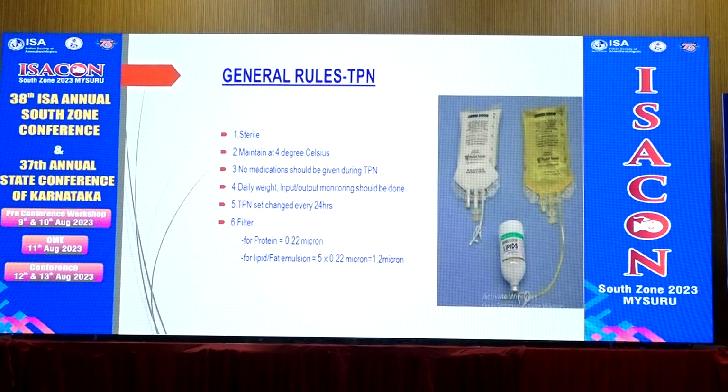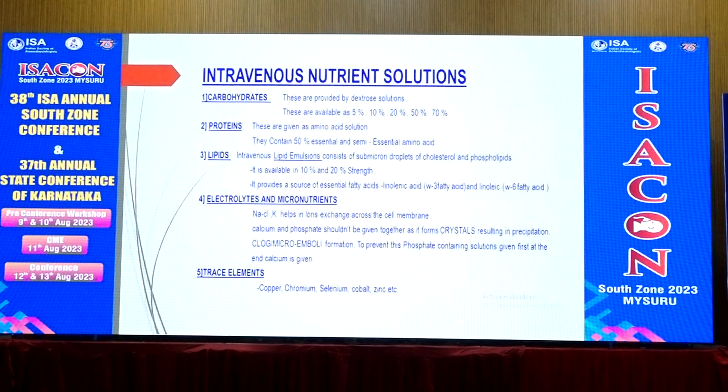General rules of TPN. It should be sterile and maintained under 4 degrees Celsius. No medication should be given during TPN, daily weight and input and output monitoring should be done, and the TPN set changed every 24 hours. Regarding filters, for protein we have to keep a 0.22 micron filter, and for lipid, because the lipid molecules are 5 times bigger than the proteins, you have to keep a 1.2 micron filter.